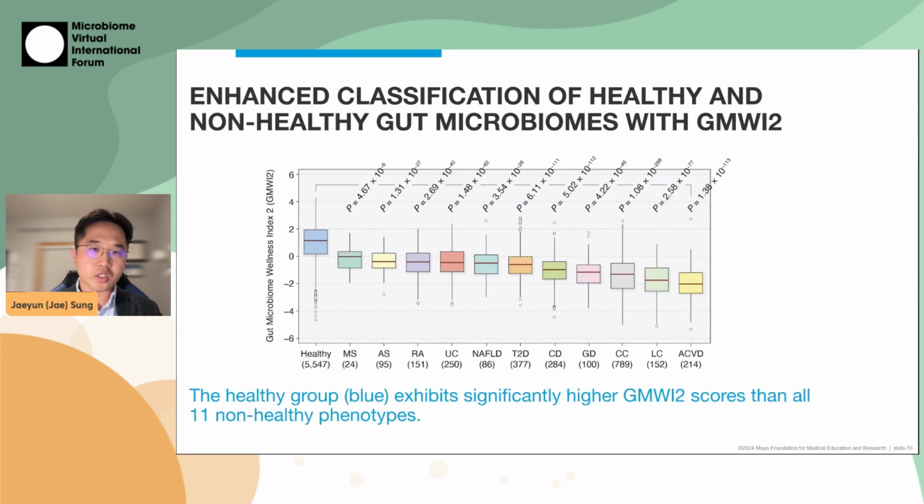Here's GMWI2 scores for all the 12 separate health and disease conditions, with the healthy group at the very left, having the highest distribution of scores, while interestingly, colon cancer, liver cirrhosis, and cardiovascular disease had the lowest scores. The gut microbiome did the worst.